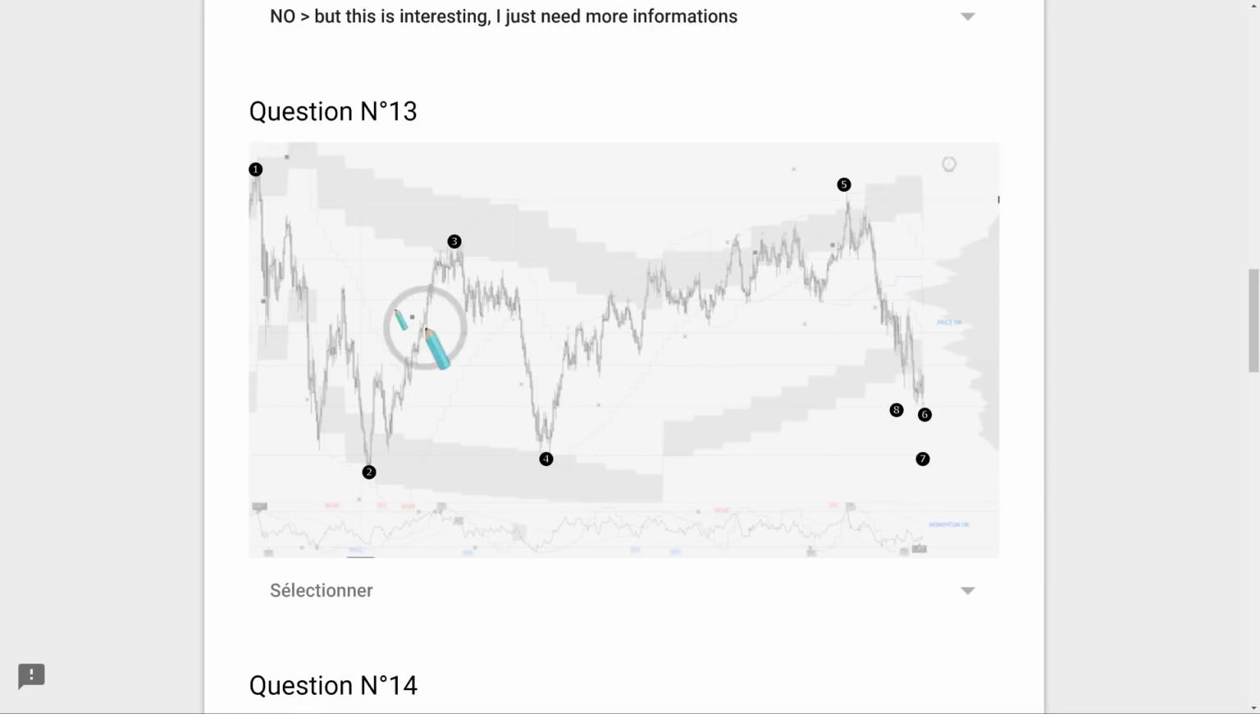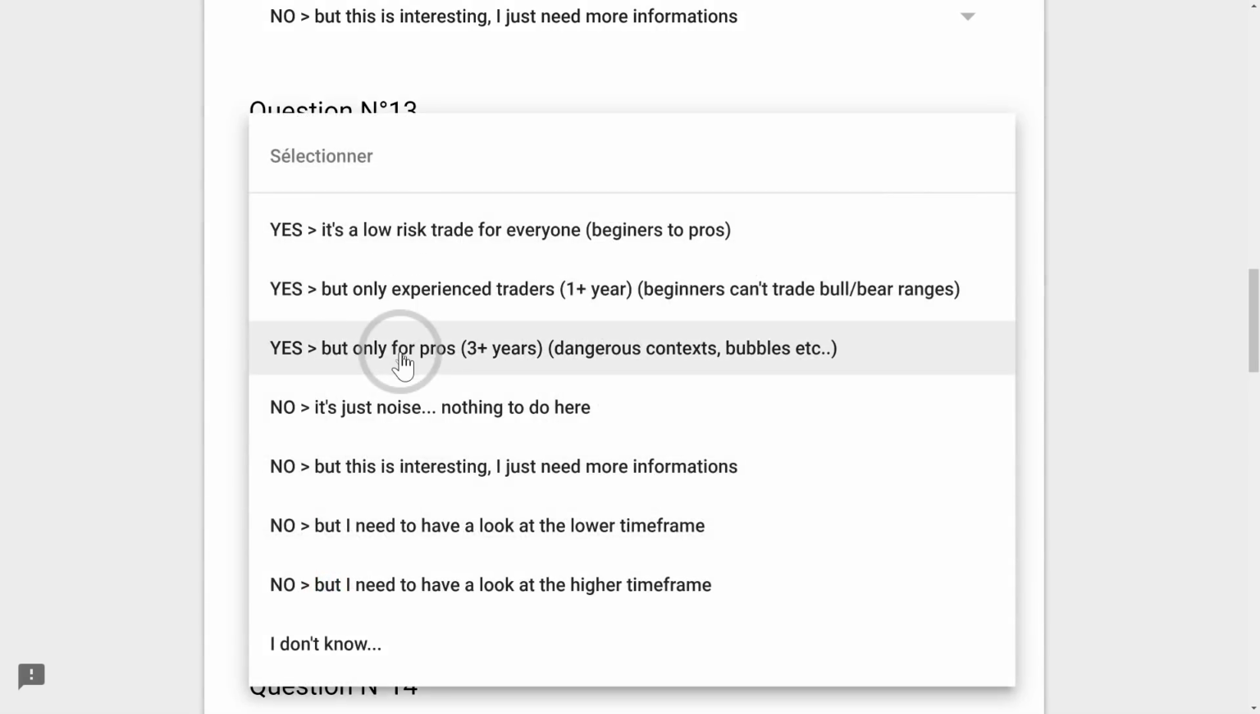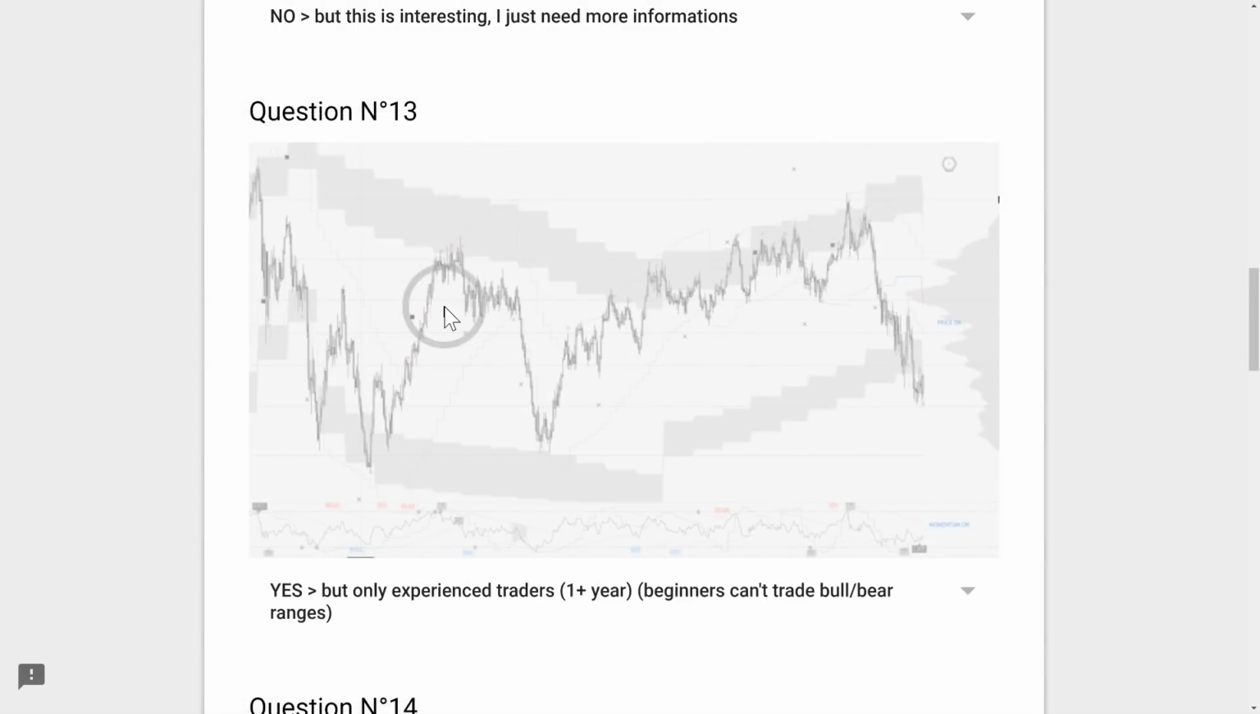All right, the range is too mature, so you can't pass the filter context, and you cannot even pass the price filtering. So in here, if there is a trade, it's always going to be for professionals or experienced traders only, and in a trending range context. All right? So I would say in here, the answer is yes, there is a trade to do, but it's only for pros or experienced traders, and that will be my answer. What did you guys give me on this one?